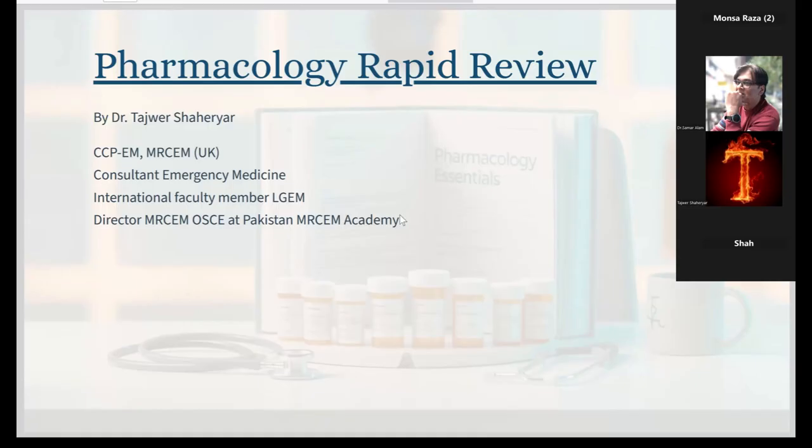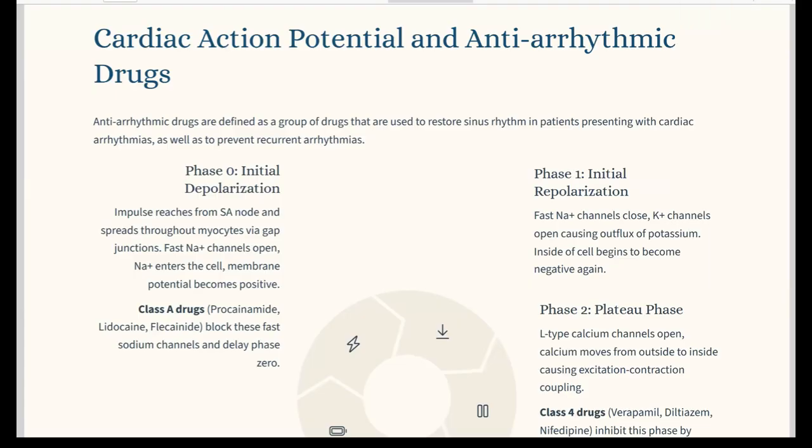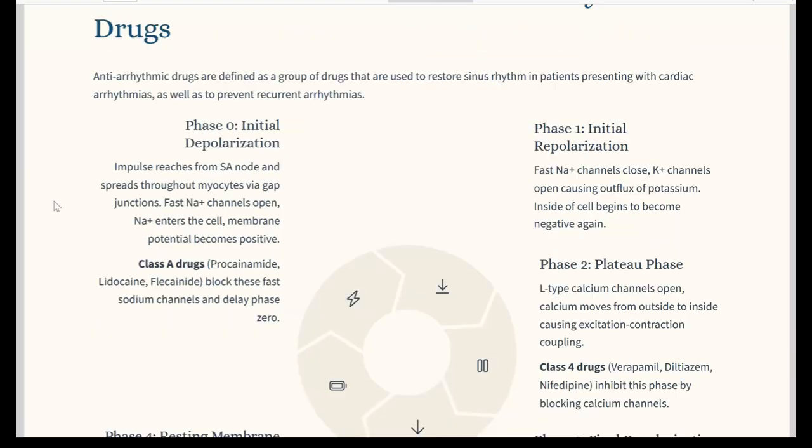So first, this is a rapid review, so it's going to be a bit random. Don't worry about it. This is just revision of what you've covered, but all of these points that are mentioned in this file have been tested. So keep this in mind. Cardiac action potential and antiarrhythmic drugs. We remember we did this yesterday, so this should be fresh.